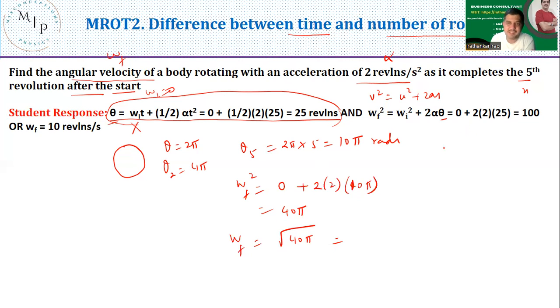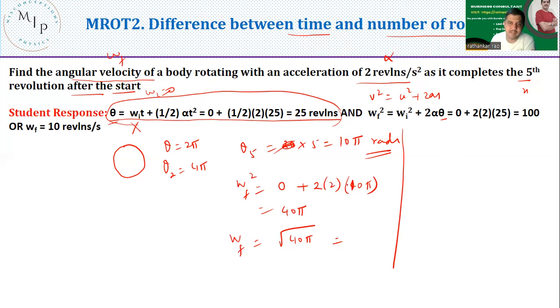We made a mistake once again. What is the mistake? Did you point it out? See, this is in radians. Okay, this is in revolution per second square. Either keep everything in revolution or keep everything in radian. That's what you need to do. So, what I want to do is, let me first solve only using revolutions. I don't want to use this one also.